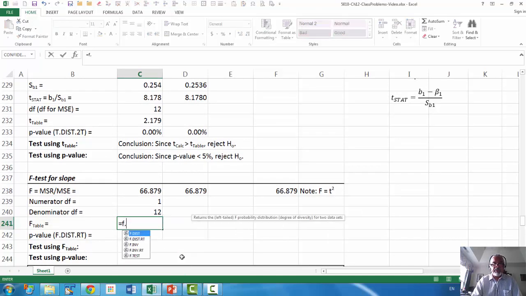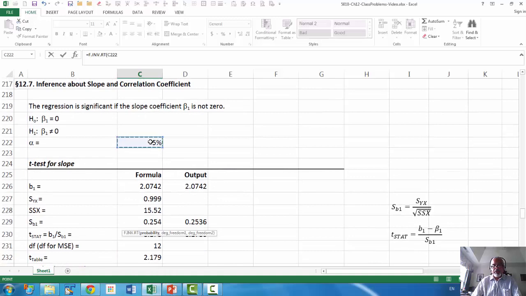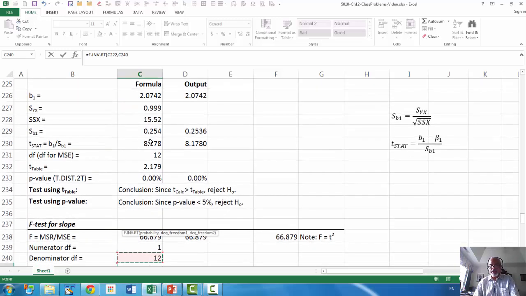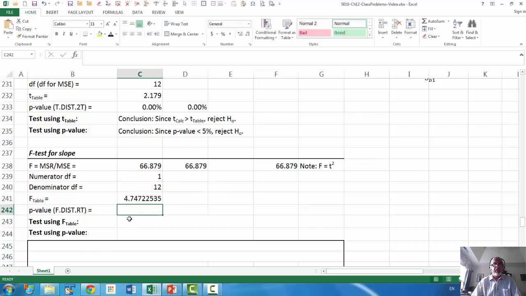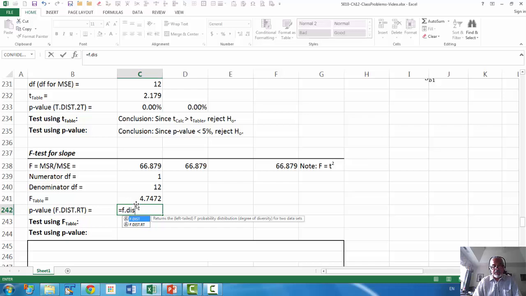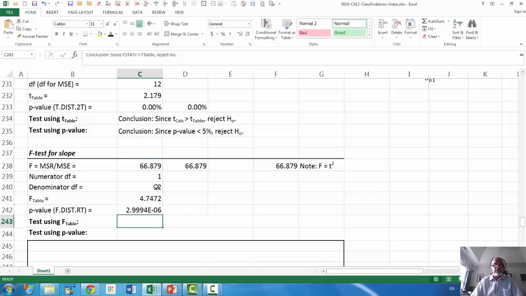So the F table value is F.INV.RT, the right side value, alpha, comma, numerator degrees of freedom, comma, denominator degrees of freedom. Okay, so that's the F table value, and if we want the P value, then we get F.DIST.RT, the calculated F, comma, the two degrees of freedom will give you the P value.